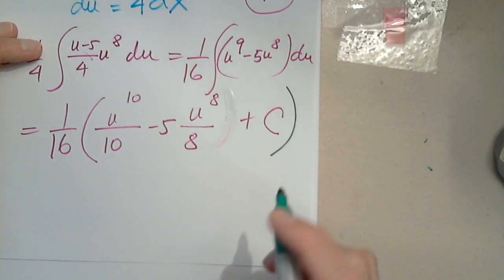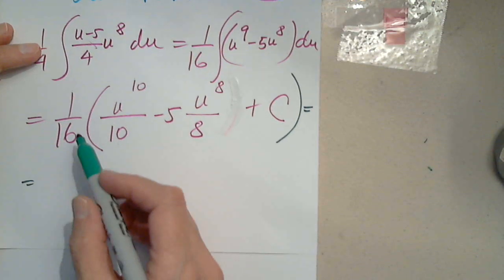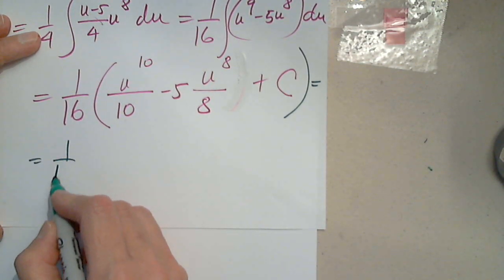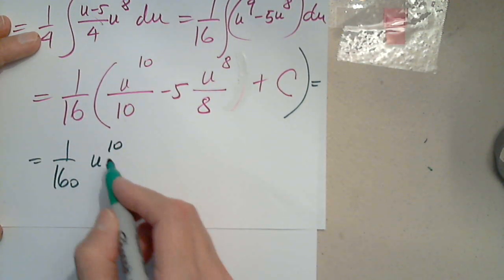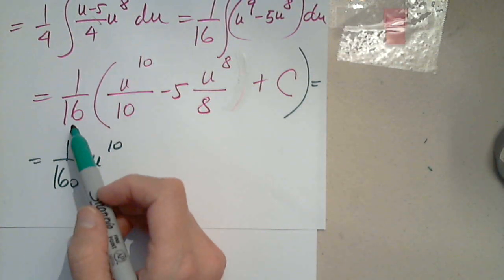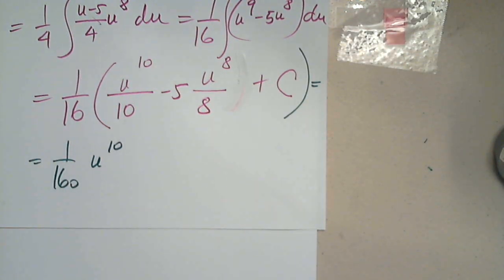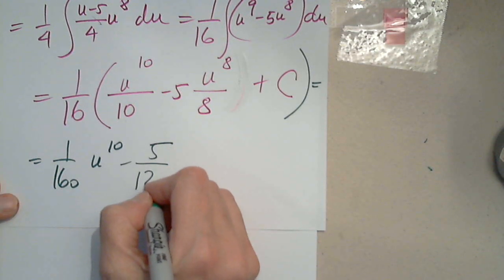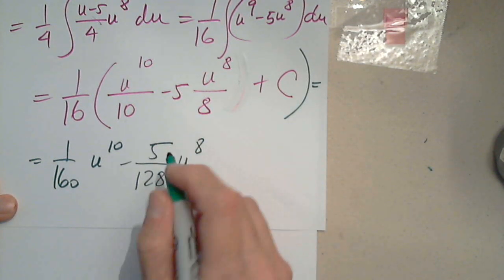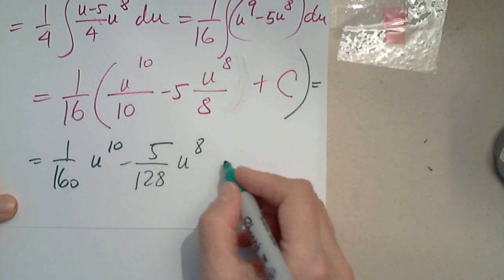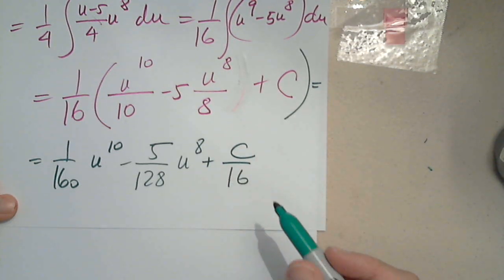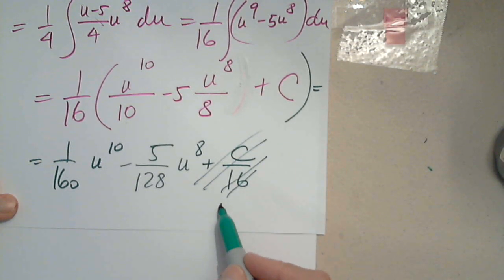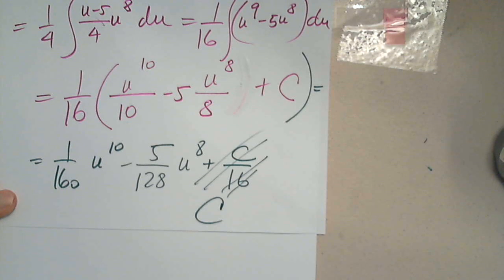Okay. So, of course, now I will distribute 1 over 16 to this, so I get 1 over 160 u to the 10th. I distribute here, and what do I get when I multiply? I have 16 times 8, 128, with 5, so negative 5 over 128 u to the 8th. And then I multiply, and I get c over 16. But this will be replaced by a generic c. It doesn't matter. It's still a constant.